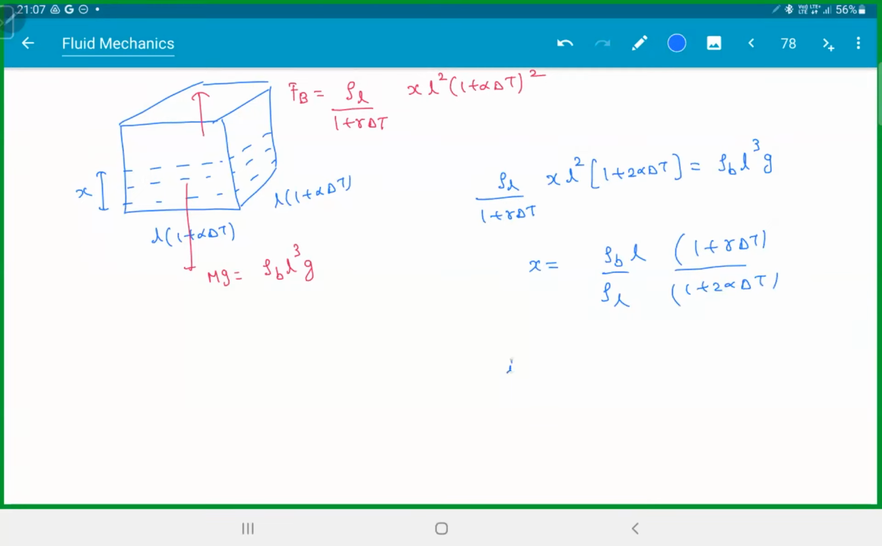So a simple mains question will be: if gamma is equal to 2 alpha, x will not change. They'll ask you this question in the exam directly. What is the condition if the depth inside the liquid does not change no matter how much the temperature changes? Do check it out. Clear with this?